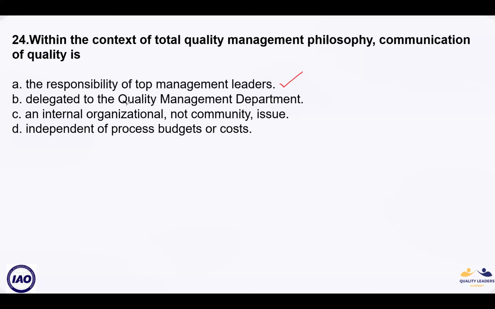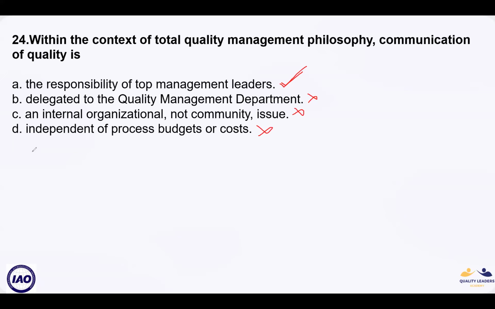And then it is delegated to quality management. No, it is not delegated. Responsibility is not delegated at all. And then an internal organizational, not community issue. No, it is within the organization as well as the broad community which it serves, right? TQM is customer focused and also it includes external community. Okay, it must go beyond the walls. It's independent of process budgets and costs. No, because we all know quality comes with a cost. We all know cost of quality by Juran. So they are not independent in a way. So here the correct answer is option A. It is a responsibility of top management.